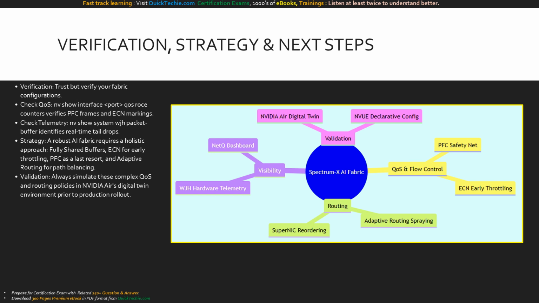This final mind map serves as your architectural checklist. To build a true Spectrum-X AI fabric, you must master QoS with PFC and ECN, maximize bandwidth with adaptive routing, maintain strict visibility with WJH, and validate everything inside NVIDIA Air. Master these nodes, and your network will be unstoppable.